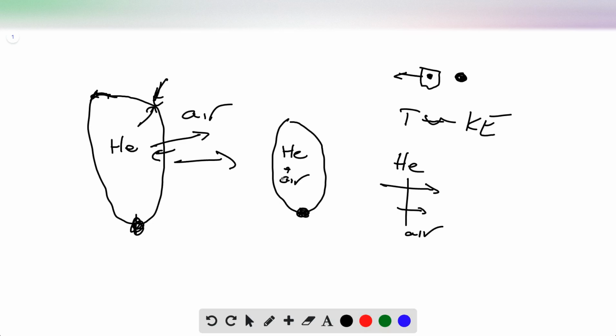Now, some air will go in, that's why I wrote this here, but the reason it deflates is because the helium is going out faster than the air can come in. And that's because helium is able to move through.